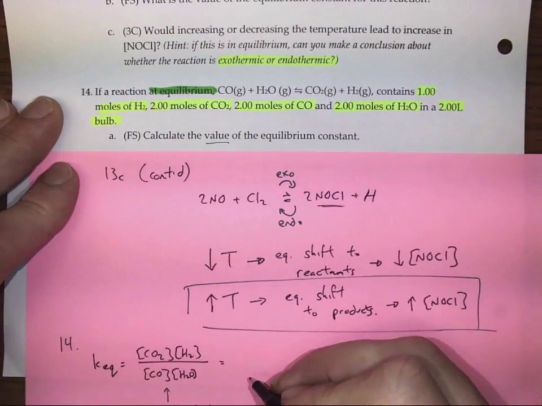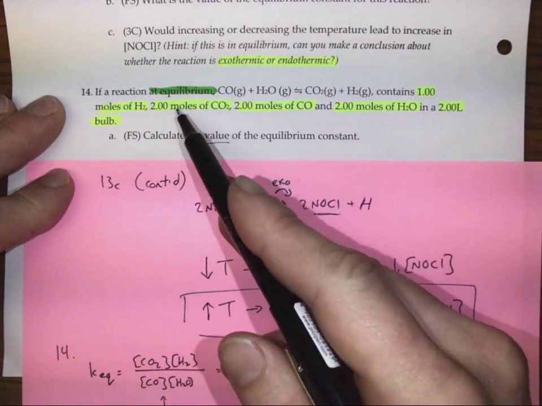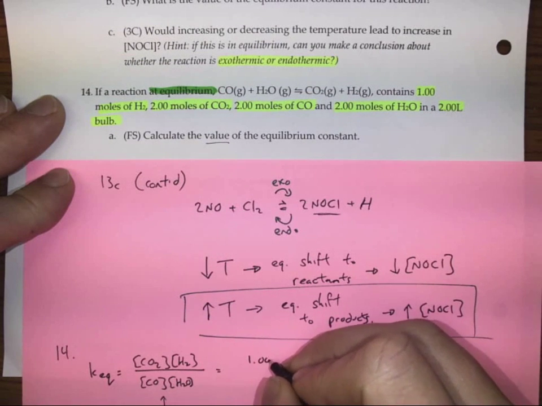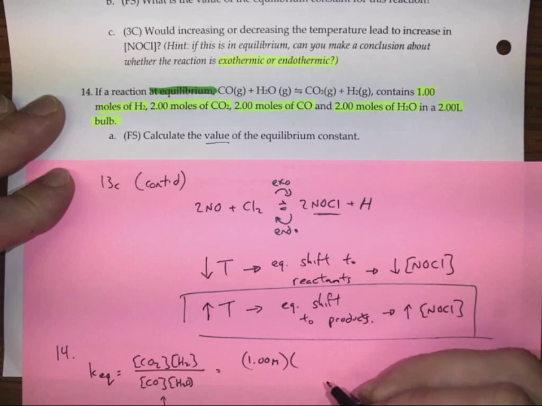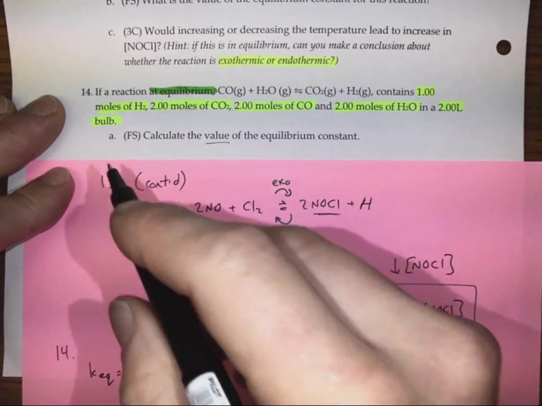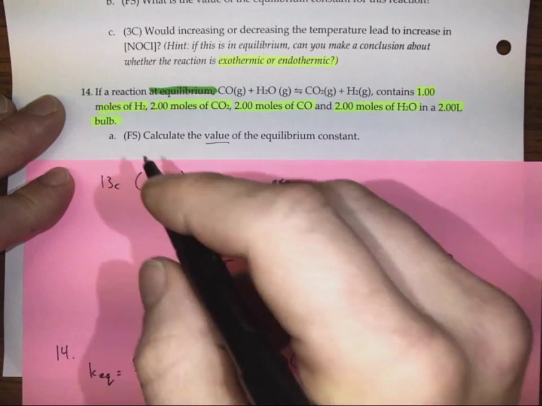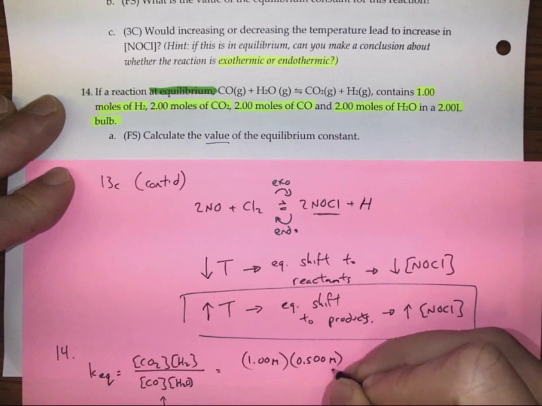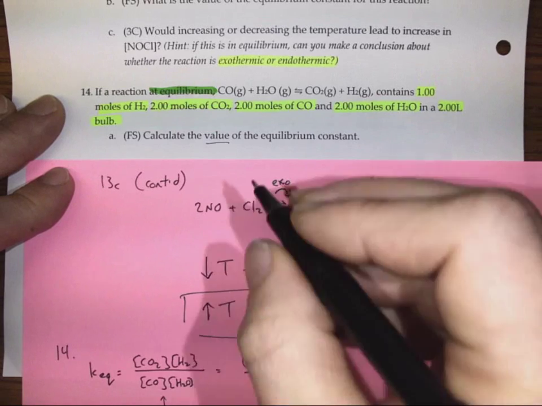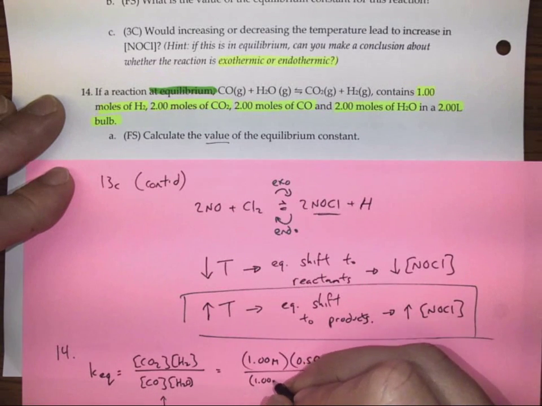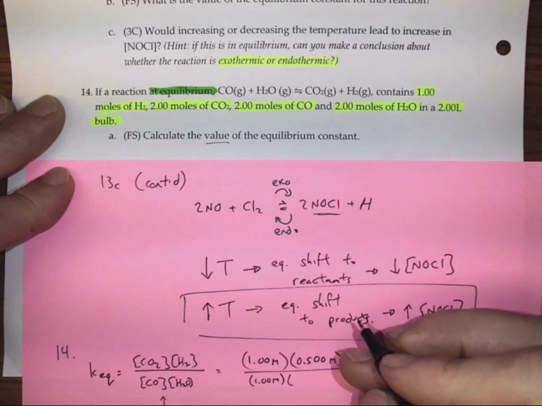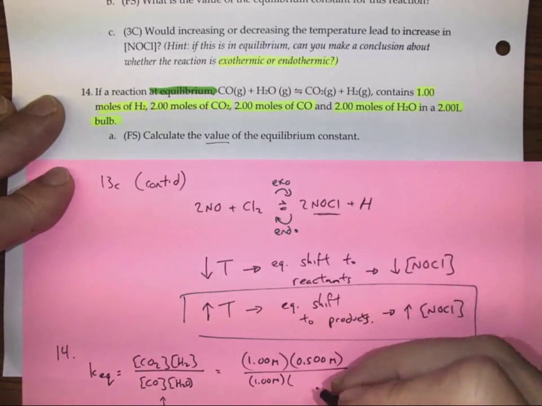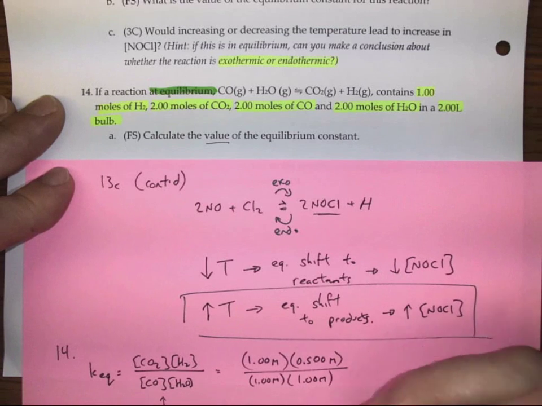Okay, so let's just try here. So what do we got here? Carbon dioxide, 2 moles, 2 liters. So that means 1 mole for every liter. And then H2, we have 1 mole for every 2 liters. That means 0.500 molar. That's all over our 2 moles for 2 liters, so that's 1.00 molar for carbon monoxide, and 2 moles of water for every 2 liters, and so that's 1.00 molar for water as well.